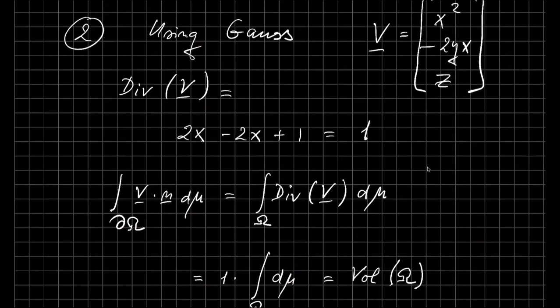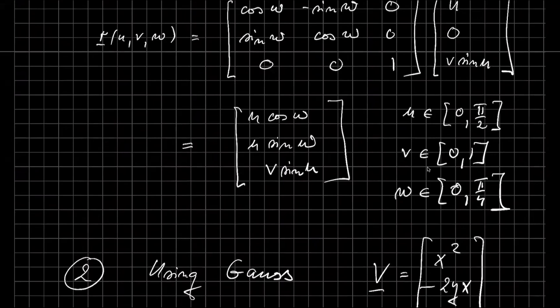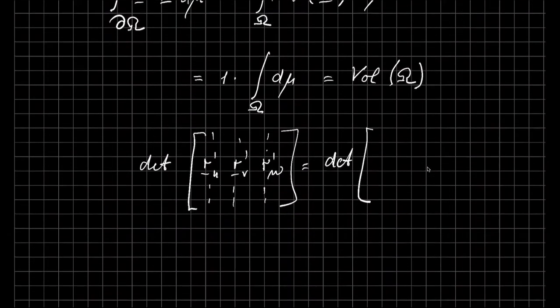Let me see, we have the parametric representation. So if we compute the derivative with respect to u, you can see you get cosine w, sine w, and then the derivative of the third one is v times cosine u. Let's write this down here. So you get cosine w, sine w, and then v times cosine u. This was the first column.